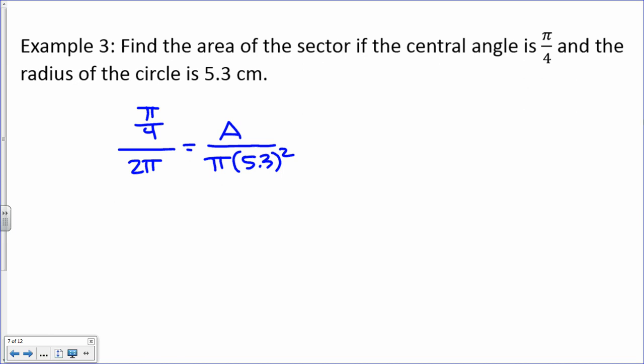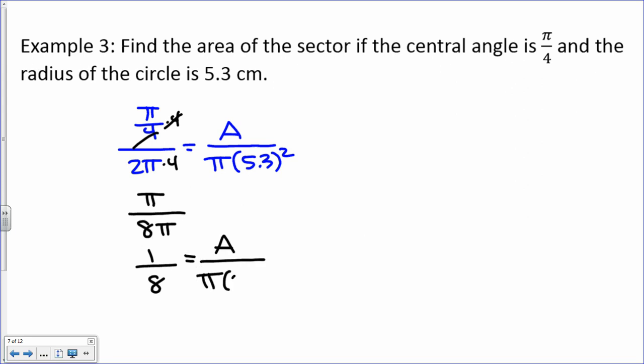When I simplify this fraction right here, I'm going to multiply by 4 on top and bottom to simplify that complex fraction. On top you get pi, and in your denominator you get 8 pi, which you can absolutely simplify to 1 over 8 if that helps you. Okay, this is equal still to your area over pi times 5.3 squared. When you cross multiply this, your area should be about 11.0 centimeters squared.